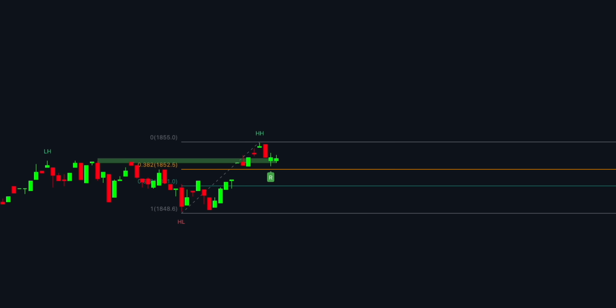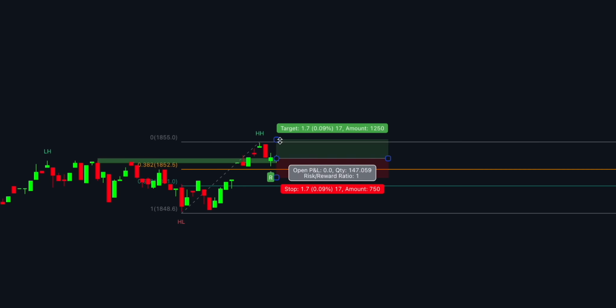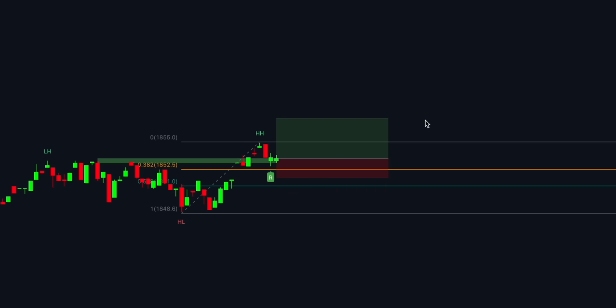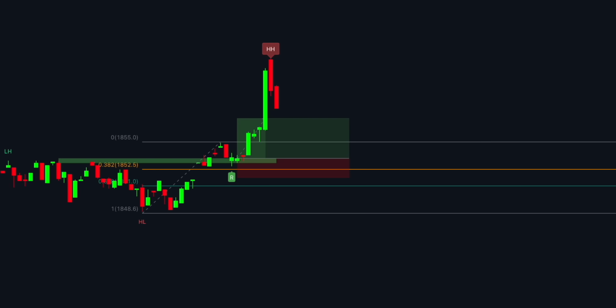The stop loss for a long trade can be placed either below the key level or at the recent swing low. It is recommended to target no less than 2 times the risk. Let's see how this trade plays out.